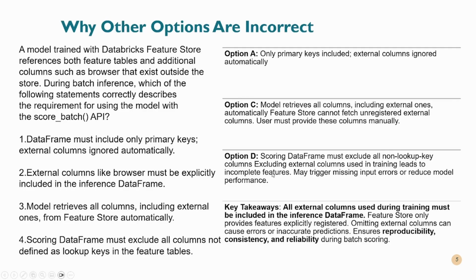So, what does this really mean for you? Anytime you train a model using a mix of feature store features and external columns, always include those external columns during batch scoring. Think of the feature store as a smart assistant that knows only part of the story. The rest is still your job to feed in correctly. By keeping this in mind, you'll avoid those tricky missing input errors and make sure your predictions are consistent and reliable. And honestly, once you've done this a few times, it becomes second nature.